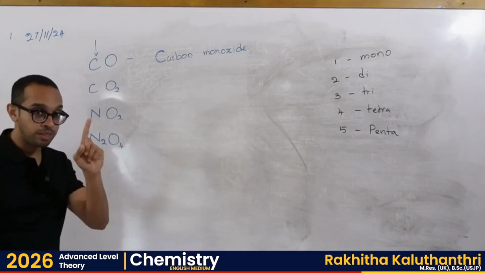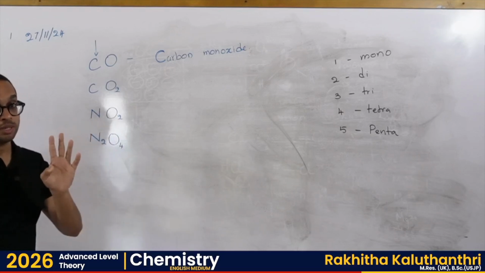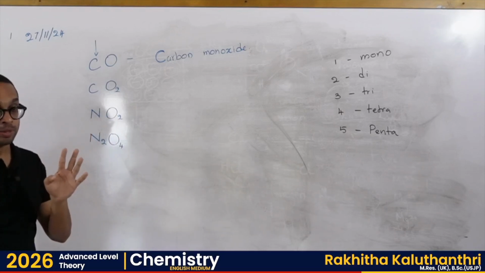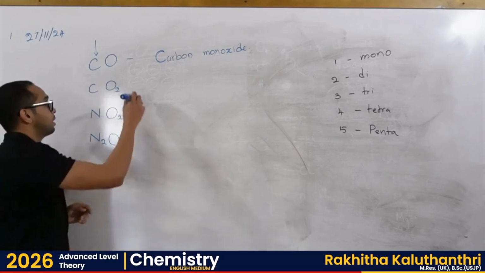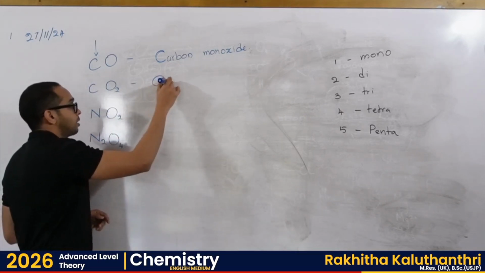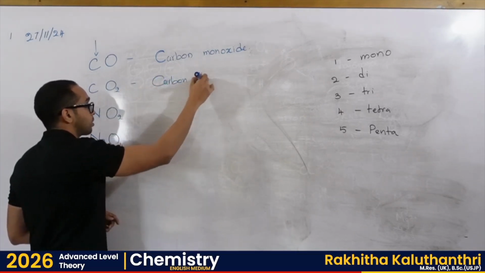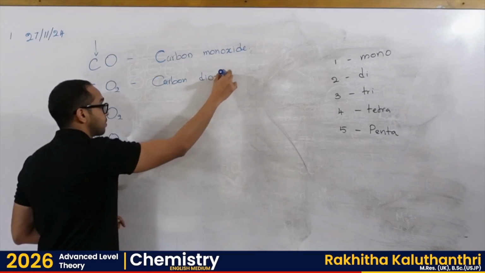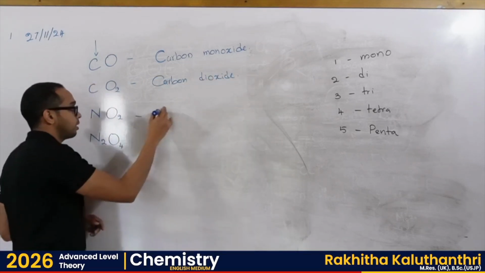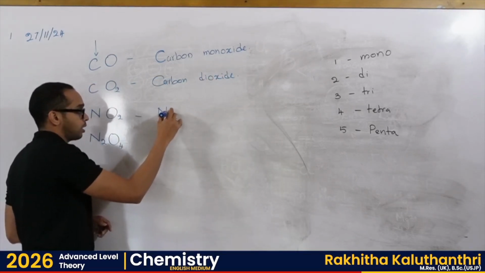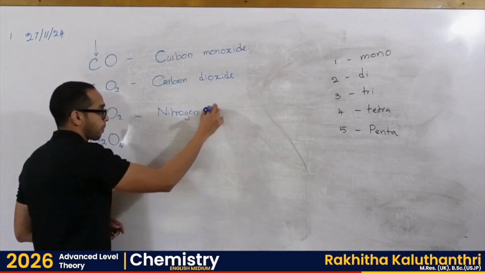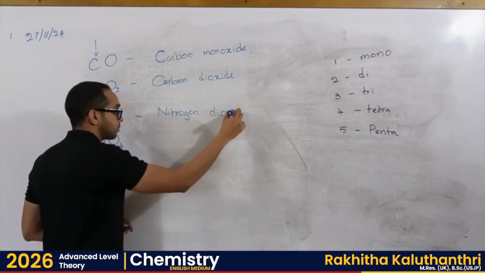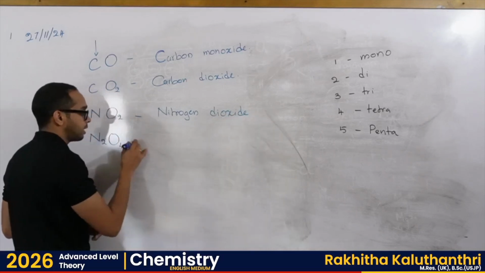If there's two of it, we have to use the correct prefix. But when it comes to having only one of it, we don't have to. So here again, this is going to be carbon dioxide. This is going to be nitrogen. I didn't write mononitrogen. So this is just nitrogen dioxide.